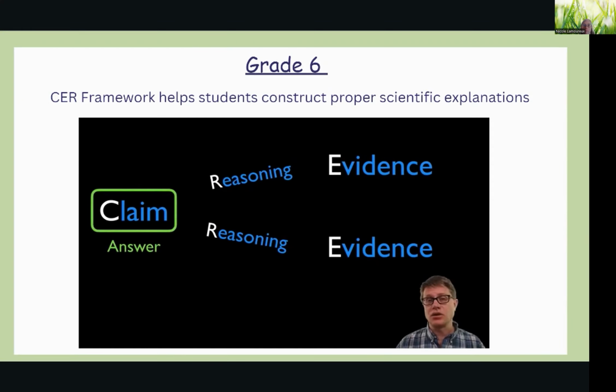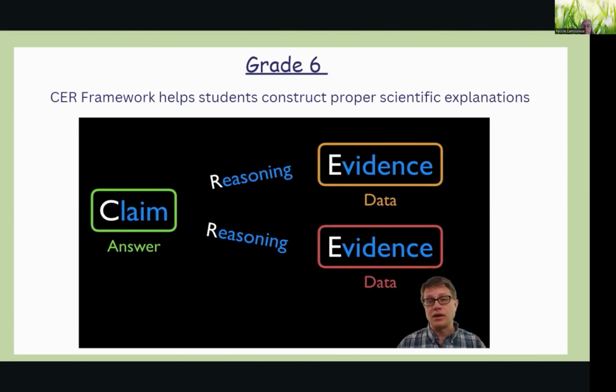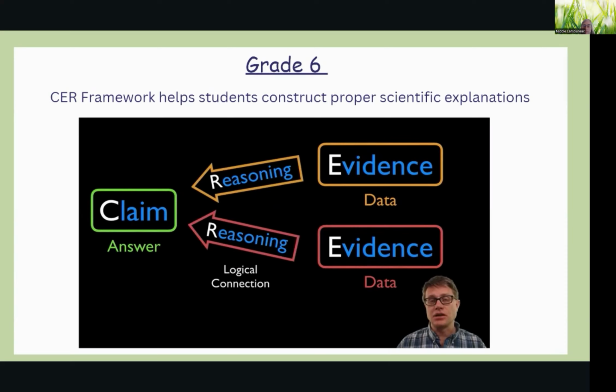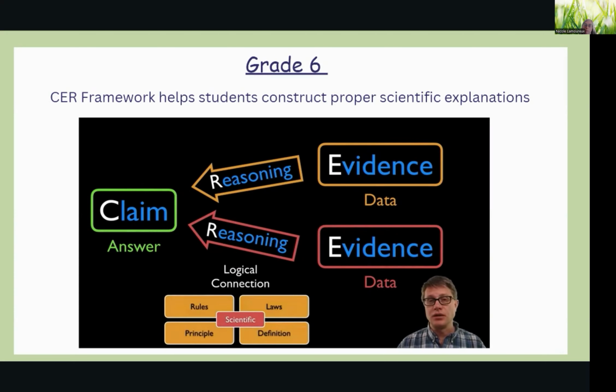Claim is an answer to a question that's asked. Evidence is going to be what you gather, empirical evidence that's gathered in the lab or through research. And then reasoning is going to be a logical connection between the evidence and the claim that you're trying to make. Now, students will generally do really good at the evidence gathering, but they fall down when it comes to this logical connection. And so a good tip is to make sure that your reasoning is based in some kind of a scientific definition, rule, principle. That's a way that in science we can all agree on that.